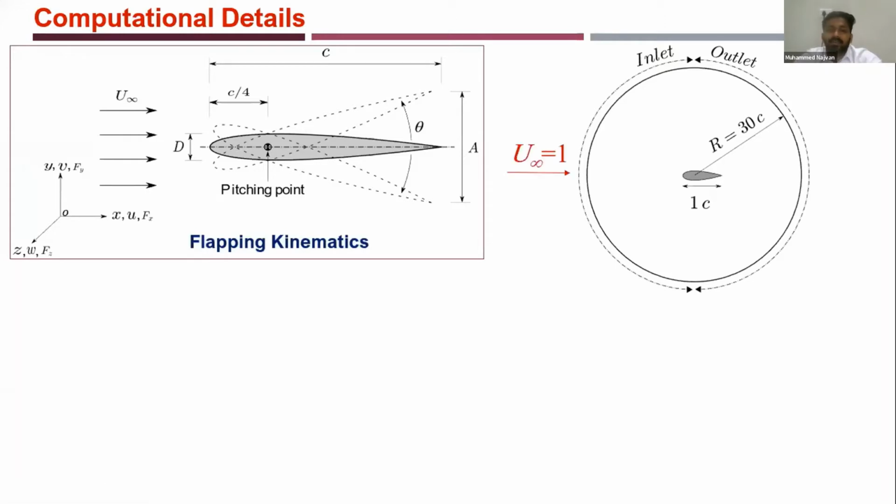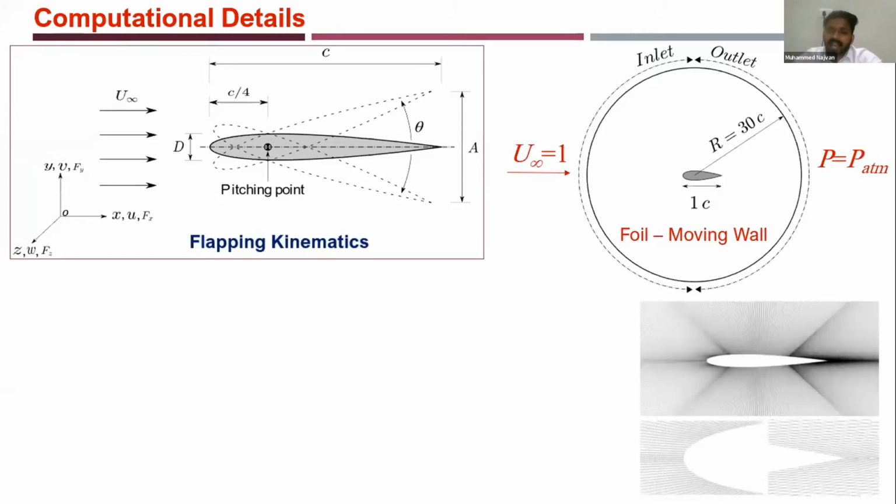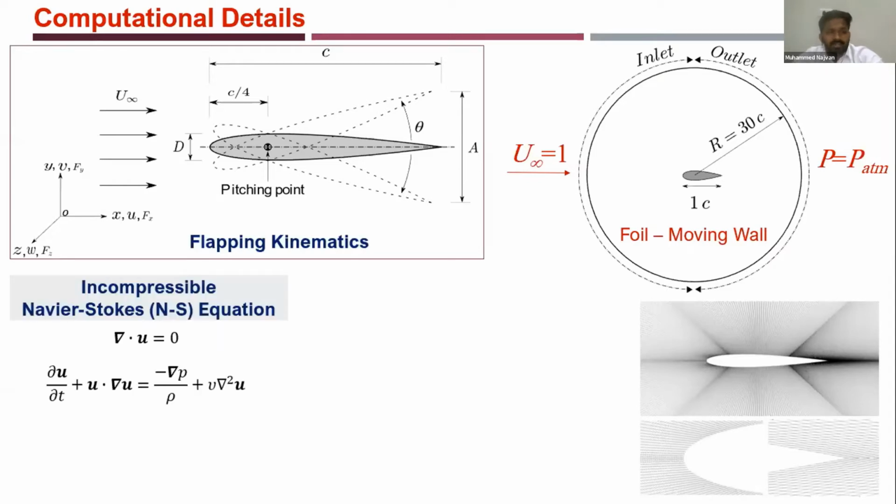And we have used a constant free stream velocity at the inlet, atmospheric pressure boundary condition at the outlet, and the moving foil is considered as a moving wall with zero normal flux. And the mesh we have used is a fine structured mesh with almost 0.5 million grid nodes, and we have conducted a grid and domain independency test for choosing the domain and the grid. And the governing equation is solved using the finite volume method.